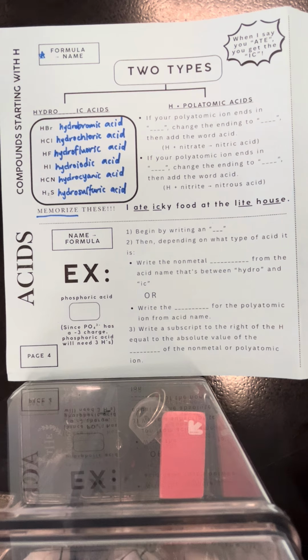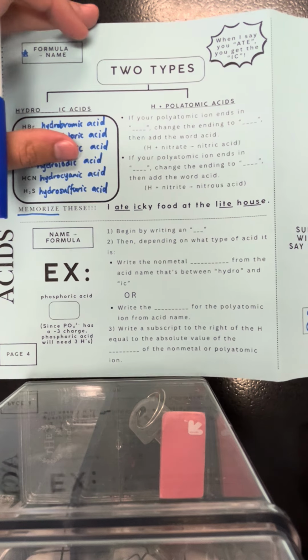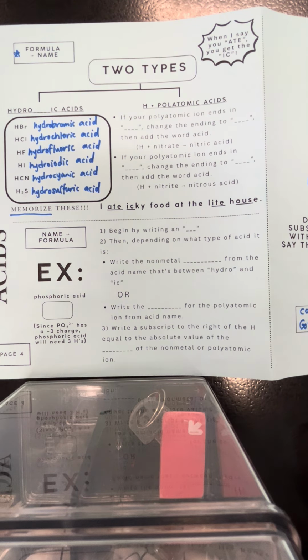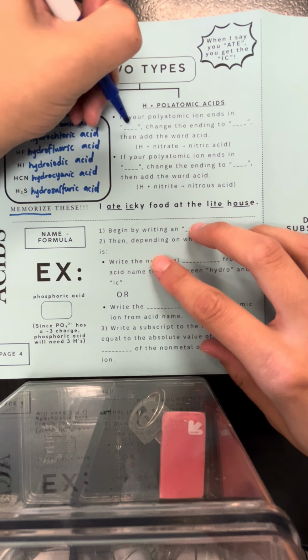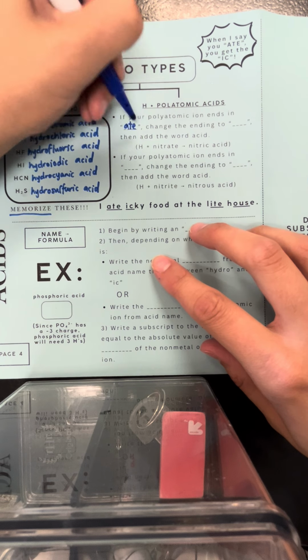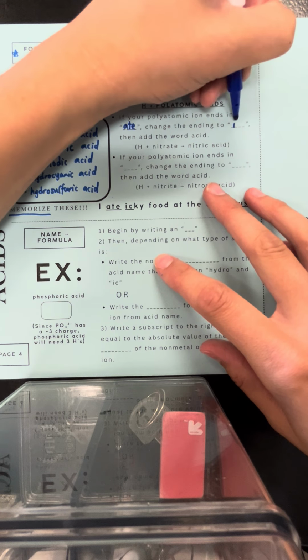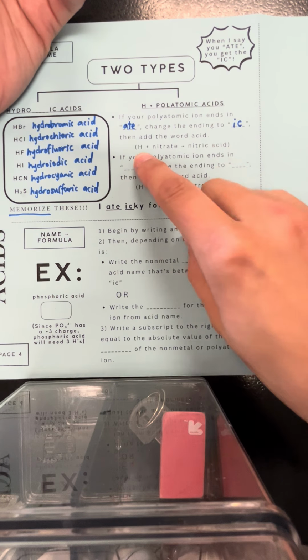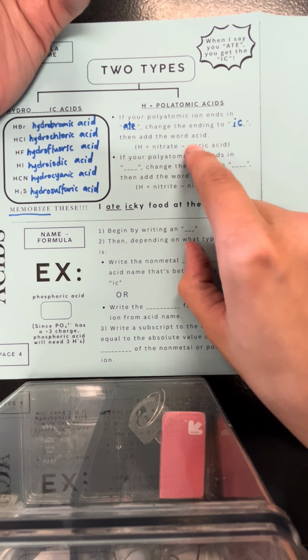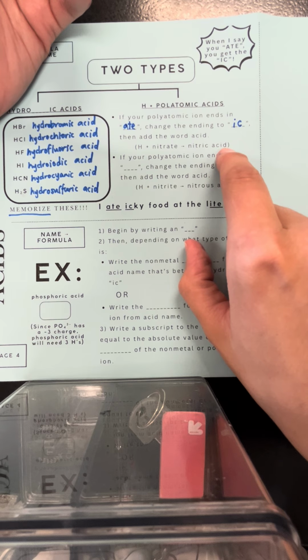hydro-blank-ic acids. You might have some acids that are H with a polyatomic ion. If your polyatomic ion ends in ate, you're going to change the ending to ic and then add the word acid. For example, if you had hydrogen plus nitrate, it would be called nitric acid.